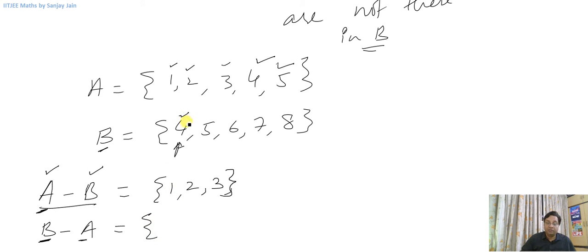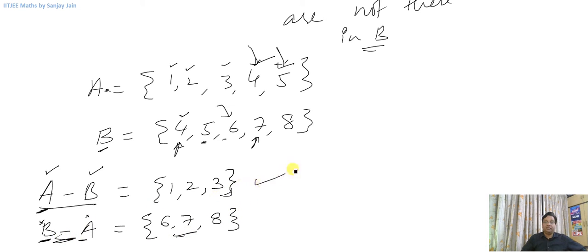So can I take 4? 4 is very well there in B but it is also there in A, so 4 cannot be taken. 5 is there in B but it is also there in A, so it will not be taken. What about 6? 6 is there in B and not in A, so 6 satisfies the condition. 7 is there in B but not in A, so it is okay. 8 is there in B but not in A, so this is my answer for B minus A. If you now notice, there is nothing common between A minus B and B minus A, and it is obvious from the definition itself that there will be nothing in common.